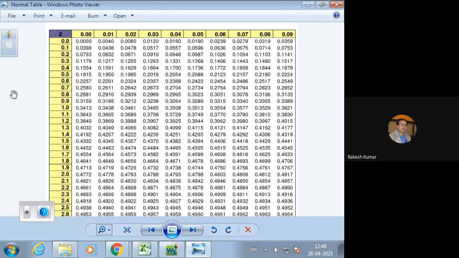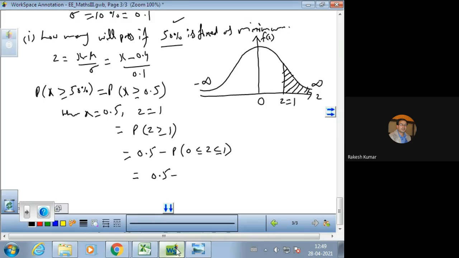Let us go to the table. So at z is equal to 1.0, just see the value. Against 1.0 and from the top 0.00, it is 0.3413. So you can write down the value here: 0.3413, and after subtraction you will have 0.1587. So this is the marked area, 0.1587.